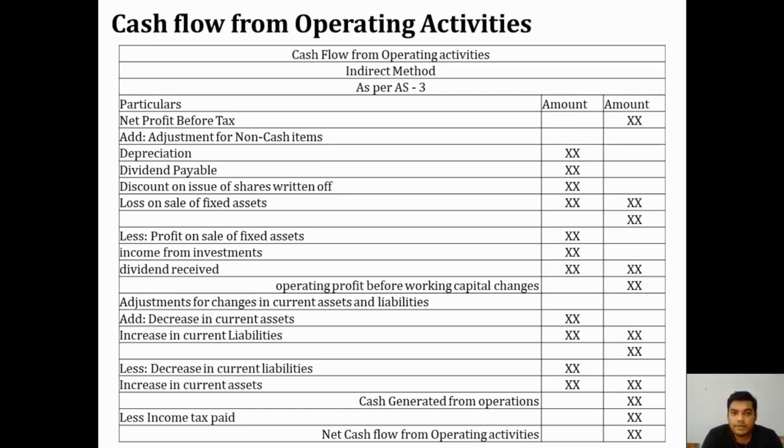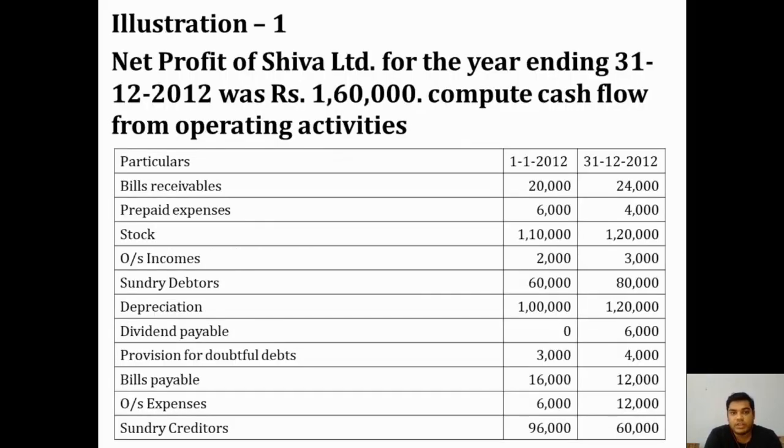So now let us solve one 5 marks problem on this operating activities. So this is the question. Net profit of Shiva Limited for the year ending 31st December 2012 was 1,60,000. Compute the cash flow from operating activities. Here we have 2 years data as well as certain items. Now let us classify what are these items.